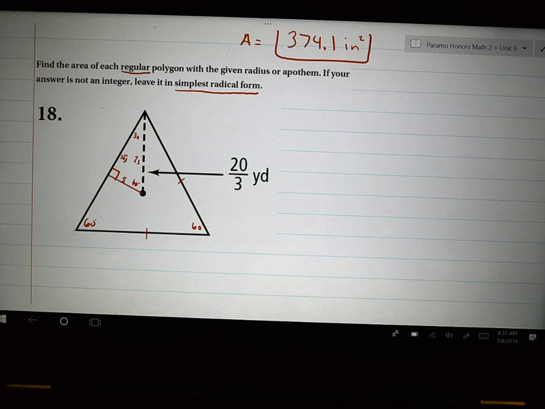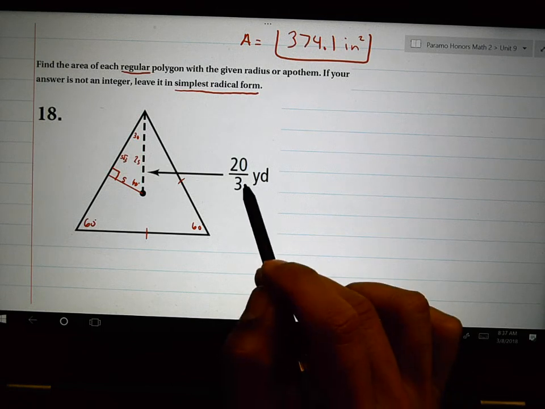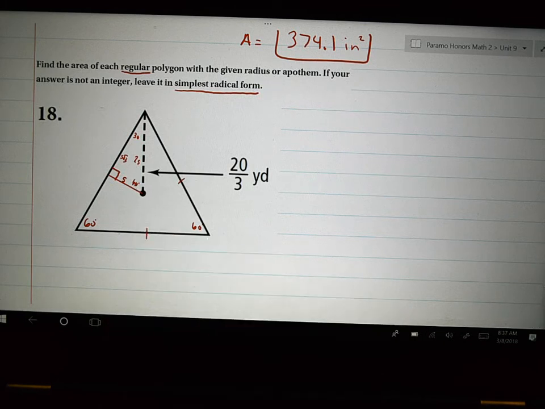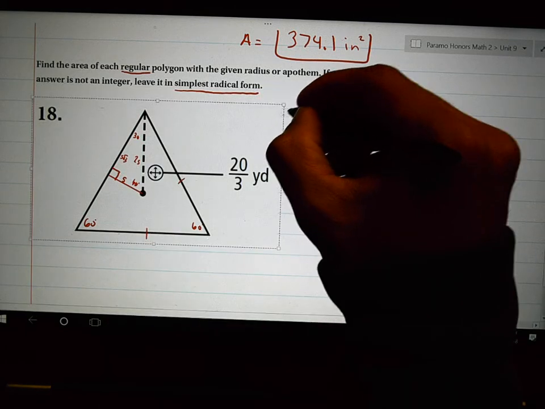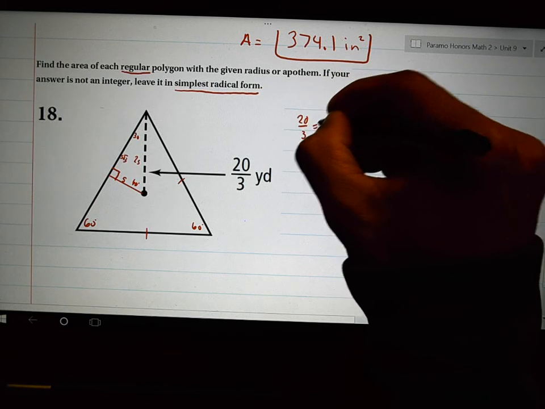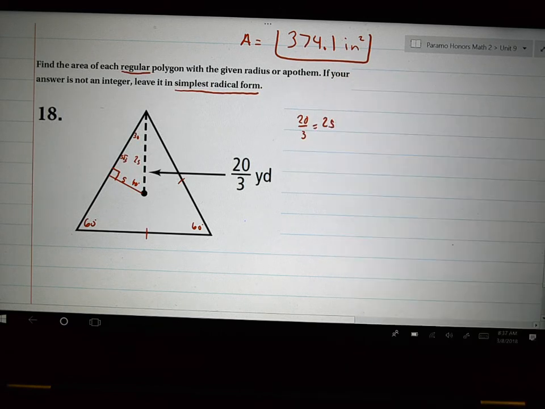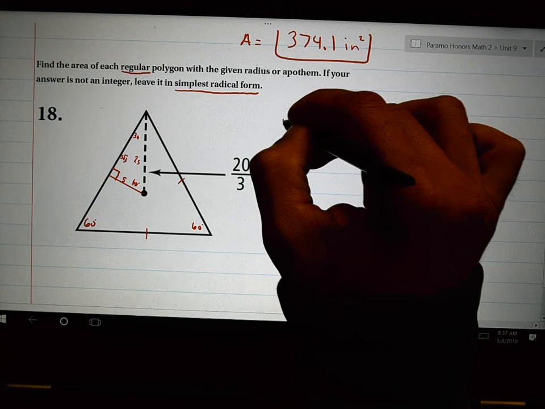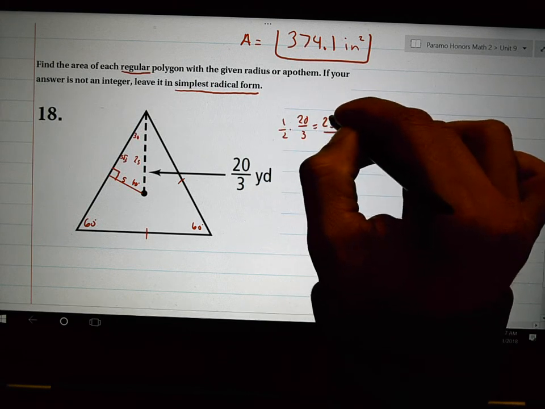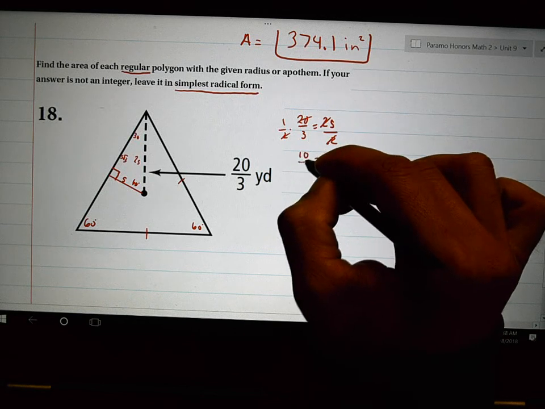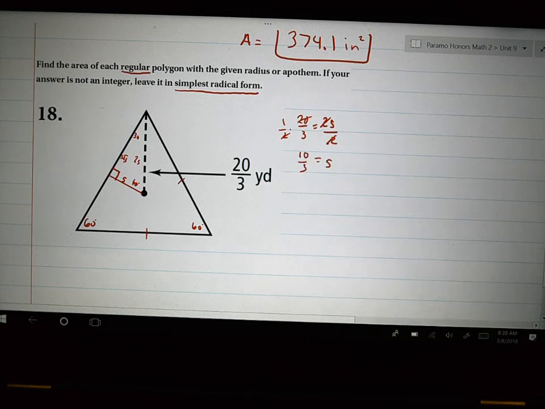The only way to get to it is to use this 20 over 3 and know that's on the 2S side. This 20 over 3 is equal to the 2S side. So if I want to know what S is equal to, I have to divide by 2 or times by 1 over 2 to both sides. Oh, I know what that is. I know what S is now. S has to be 10 over 3.